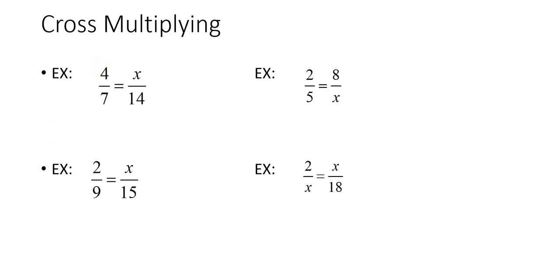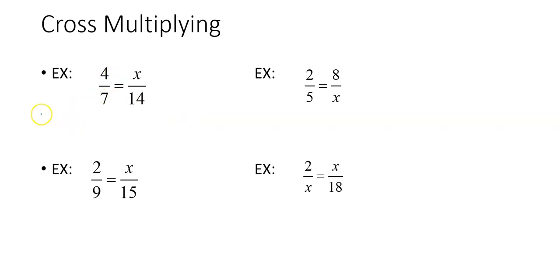Sometimes these show up as proportion problems, because these are proportions, right? You're saying two fractions are equal to each other. Saying two fractions are equal to each other is a proportion. So 4 over 7 equals x over 14. You might be able to look at this and go, well, 7 times 2 is 14, 4 times 2 is 8. Okay. You could also cross multiply.